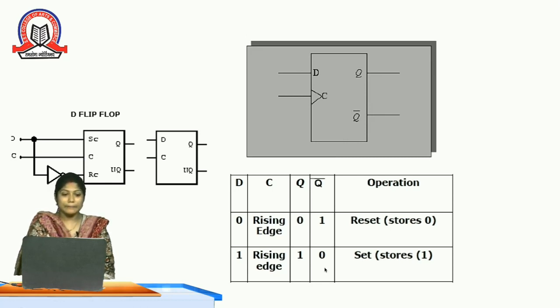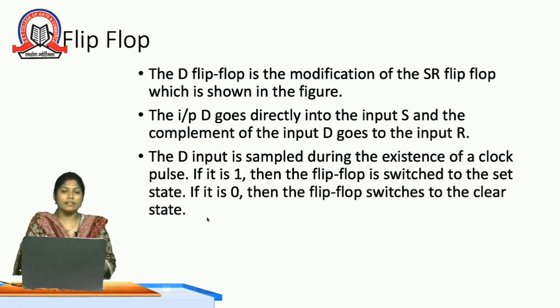So we can say that it stores 1. So basically D flip-flop says that when we are applying 0 input, then at the rising edge, Q will be 0, Q bar will be 1. The operation is reset. When it is 1, then it goes to the rising edge, Q will be again 1 and Q bar will be 0. This is called as set. That means it stores one information. This is all about D flip-flop. So I think this is clear.